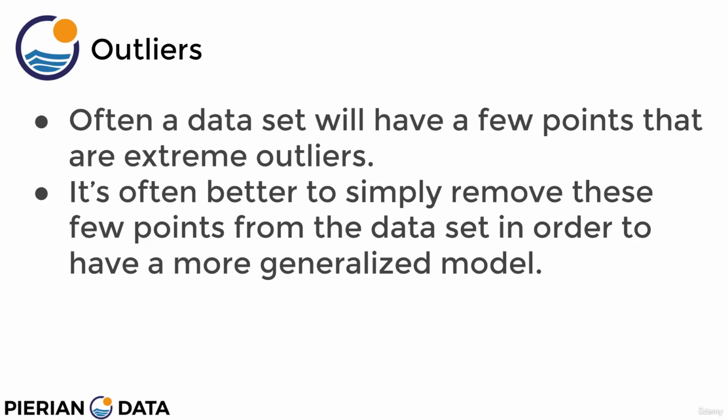There's going to be a few very large mansions in your data set, and it's often better to simply remove these few points from the data set in order to have a more generalized model. That way you can just have a caveat to your model saying this model is not meant for houses that are likely to cost more than, let's say, 10 or $15 million.